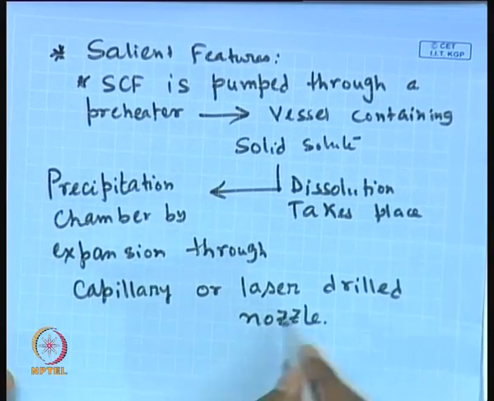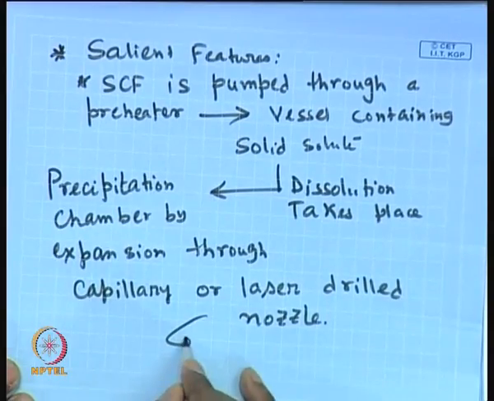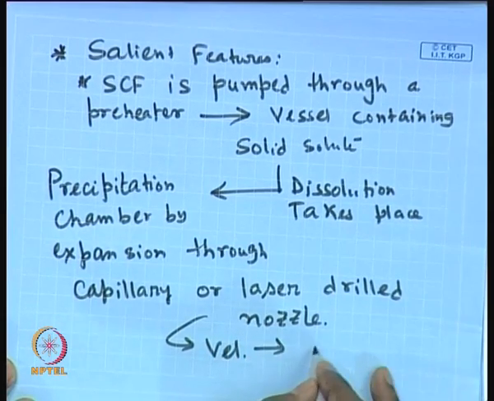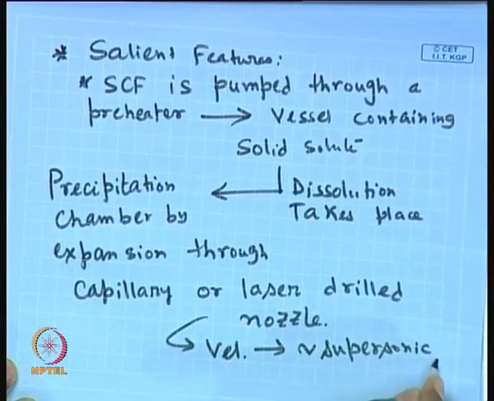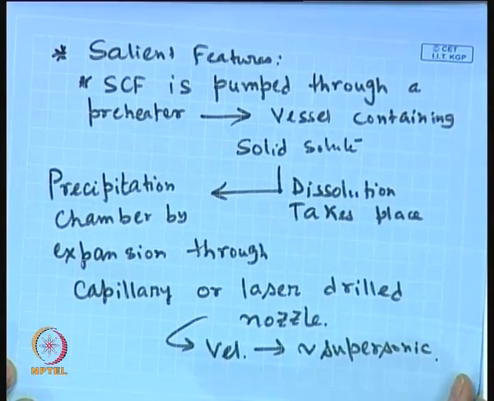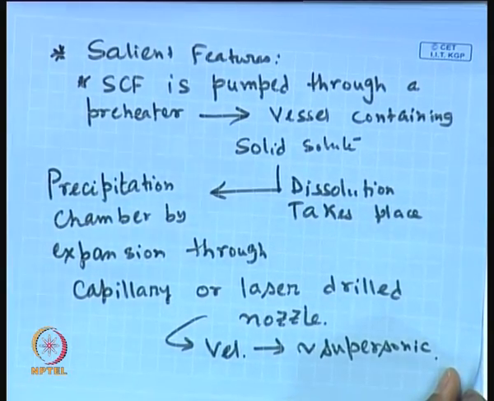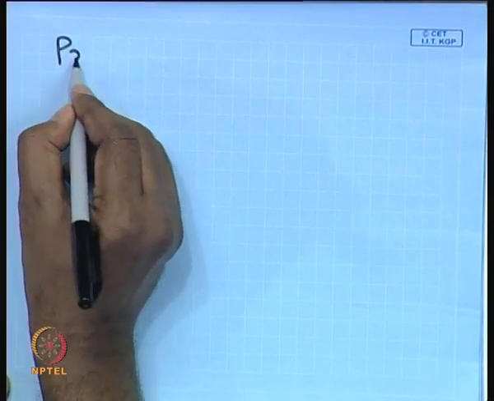Okay. And what happens in the precipitation chamber, and through this laser drilled nozzle it is expanded, that means the pressure is released. Since the pressure is released, its velocity is very high. The velocity of the solvent may be supersonic. Okay. So, you are just releasing pressure from the high pressure to the atmosphere, or to a low pressure. So, it will be coming out at a great velocity. Okay. And let us see what happens in the precipitation chamber.